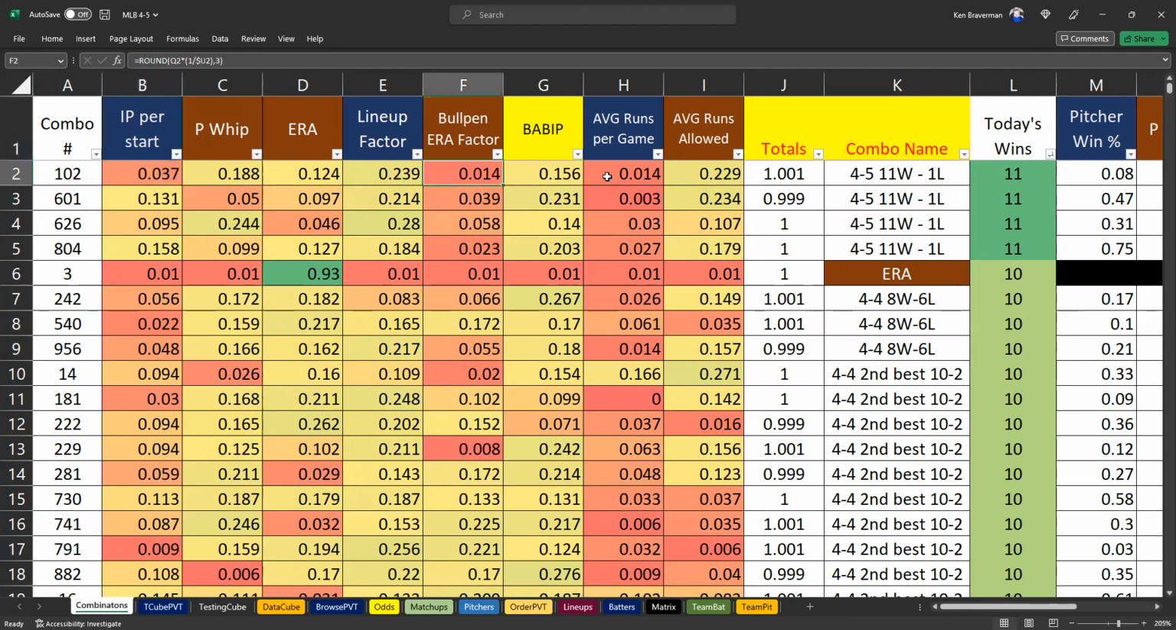It says stay away from bullpen ERA factor, says stay away from average runs per game and focus on things like BABIP, lineup factor, ERA, and pitcher WHIP, and average runs allowed a little bit. More than a little bit. I mean, it's there a couple times. So that's what we're going to do.